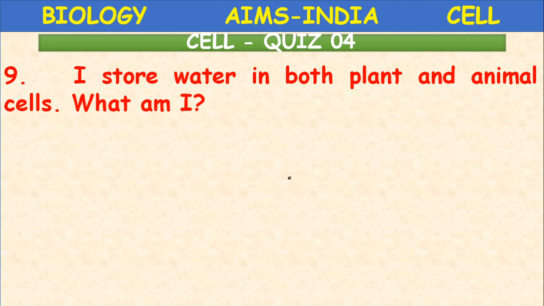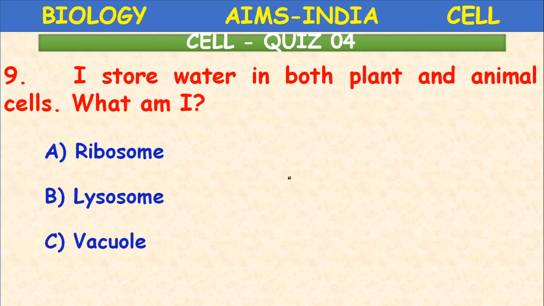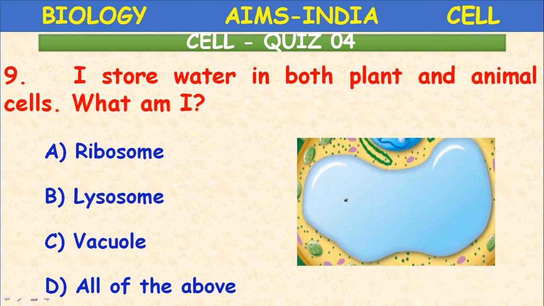I store water in both plant and animal cells. What am I? Ribosome, lysosome, vacuole, or all of the above? What is the correct answer? Yes, C is the correct answer. So this is the structure, vacuole, which stores the water. Excess fluids will be stored in the vacuole.